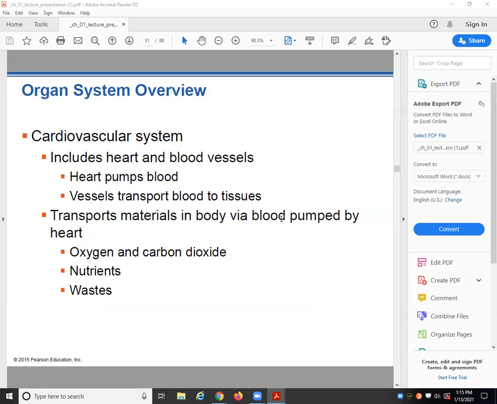So what are some of these materials that get transported? Well, I'm glad you asked. We have oxygen and carbon dioxide, different nutrients from what food you're eating, and waste products.